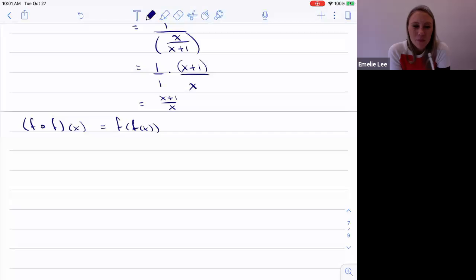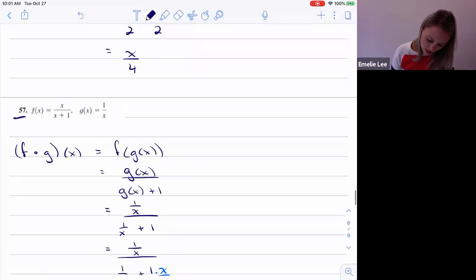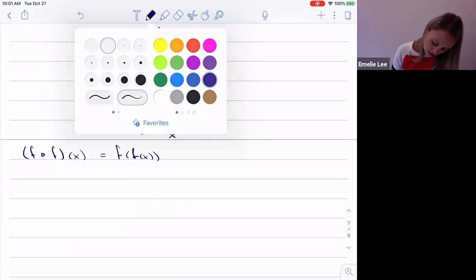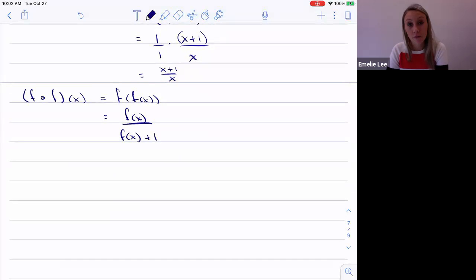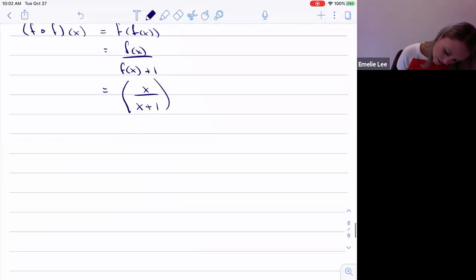F of x is that big nasty. So let's x over x plus 1. All right. I get f of x over f of x plus 1. But f of x is another fraction, x over x plus 1 divided by x over x plus 1, then plus 1.